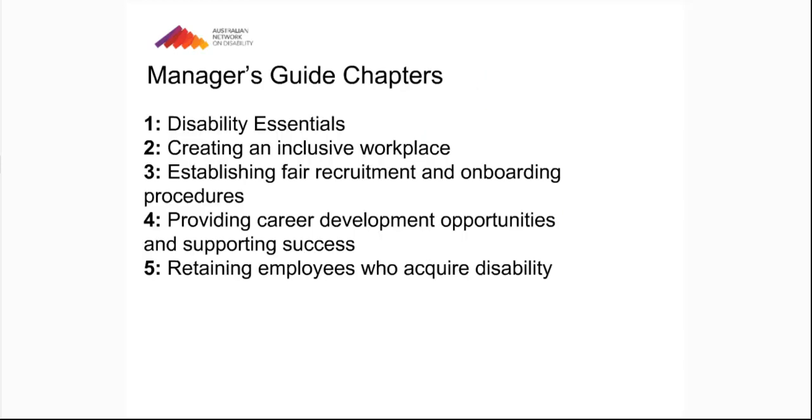So on the screen now you'll see the chapters that are included in the guide. So we have Disability Essentials, Creating an Inclusive Workplace, Establishing Fair Recruitment and Onboarding Procedures, Providing Career Development Opportunities and Supporting Success, Retaining Employees who acquire disability. Now as we've covered Disability Essentials prior to now, I'm going to focus on 2 through to 5 and provide a little bit more information on what those sections of the guide cover so that you know what benefit you'll be receiving through the guide.